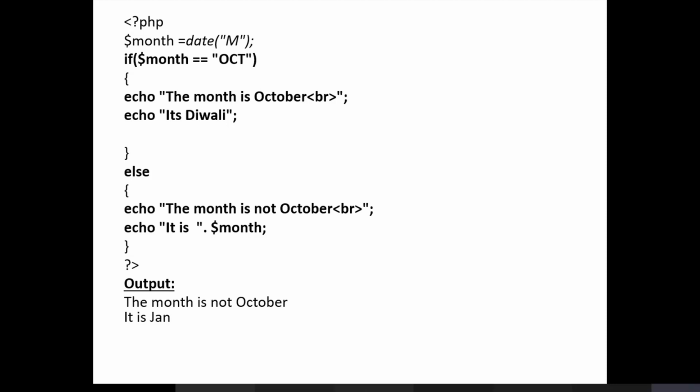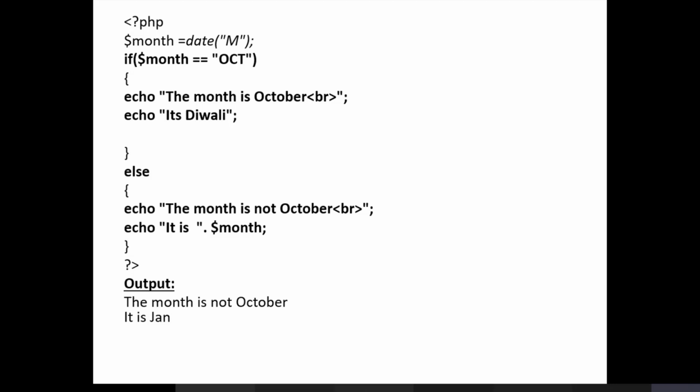What is happening in this code is date and month. We are fetching the month from the respective date. So if you run this program today, the output will be the month is not October, it is February, because it will fetch M, that is month, from the date, and it gets stored in the month variable, and that month variable is compared with OCT.